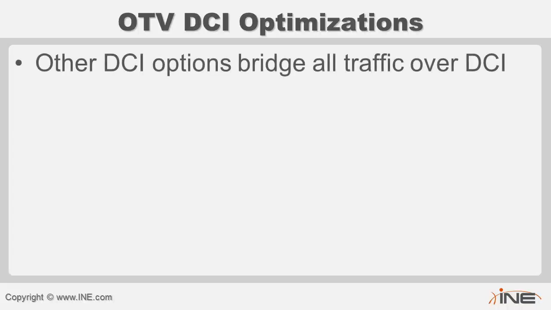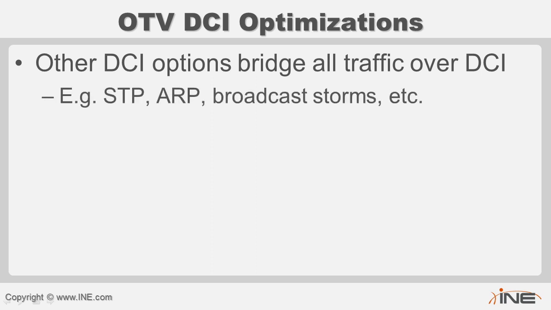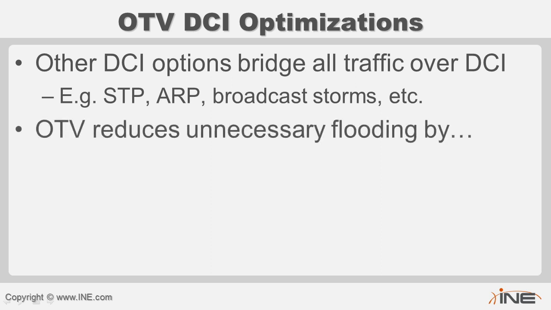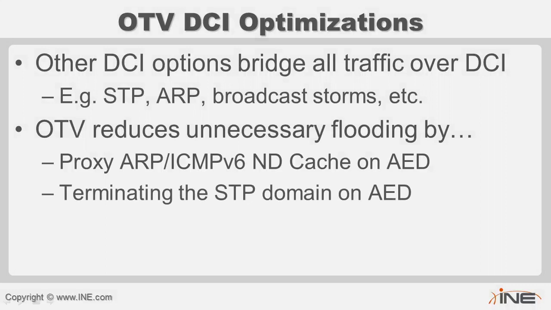Okay, the first of them is going to be that the other options are going to bridge all traffic. So without some extensive manual filtering of things like ARP or different layer 2 protocols like spanning tree, those are normally going to be automatically going across the layer 2 tunnels. So like in the case of a point-to-point ATOM tunnel, the Any Transport over MPLS, a layer 2 pseudo wire, that is not going to stop spanning tree, or it's not going to stop broadcast storms. OTV is going to fix this by having the edge routers run the proxy ARP and the proxy ICMP neighbor discovery cache, and it's also going to be terminating the spanning tree domain locally on the edge router.